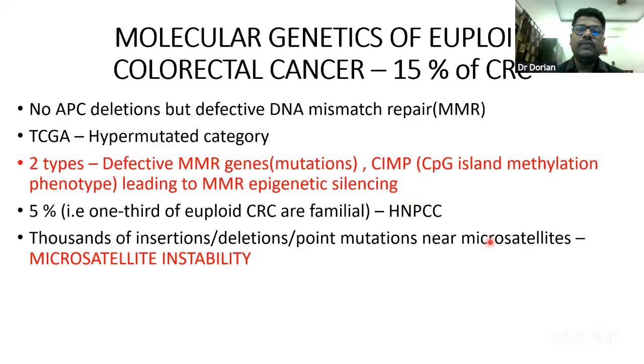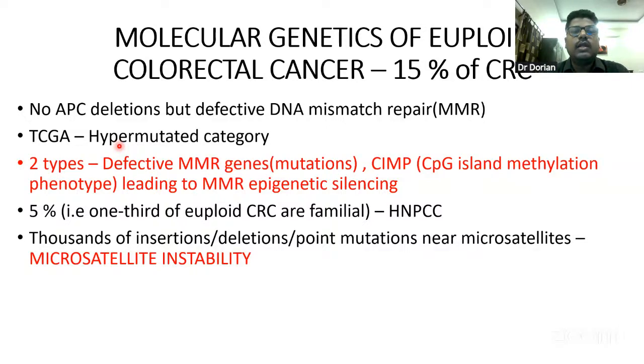So the remaining 15% of colorectal cancer is called euploid colorectal cancer, because in this euploid colorectal cancer, the APC gene is not mutated. There are 2 copies of APC gene. So since there are 2 copies, they call it euploid colorectal cancer. See the first point, there are no APC deletions. In the Cancer Genome Atlas classification, it comes under the hypermutated category. They may ask, the TCGA classification is given in Sebastian. You need to know that TCGA classification is also given for carcinoma stomach. Okay, it's the latest advance. They may ask in exam. You have to read it for stomach and for colorectal cancer.